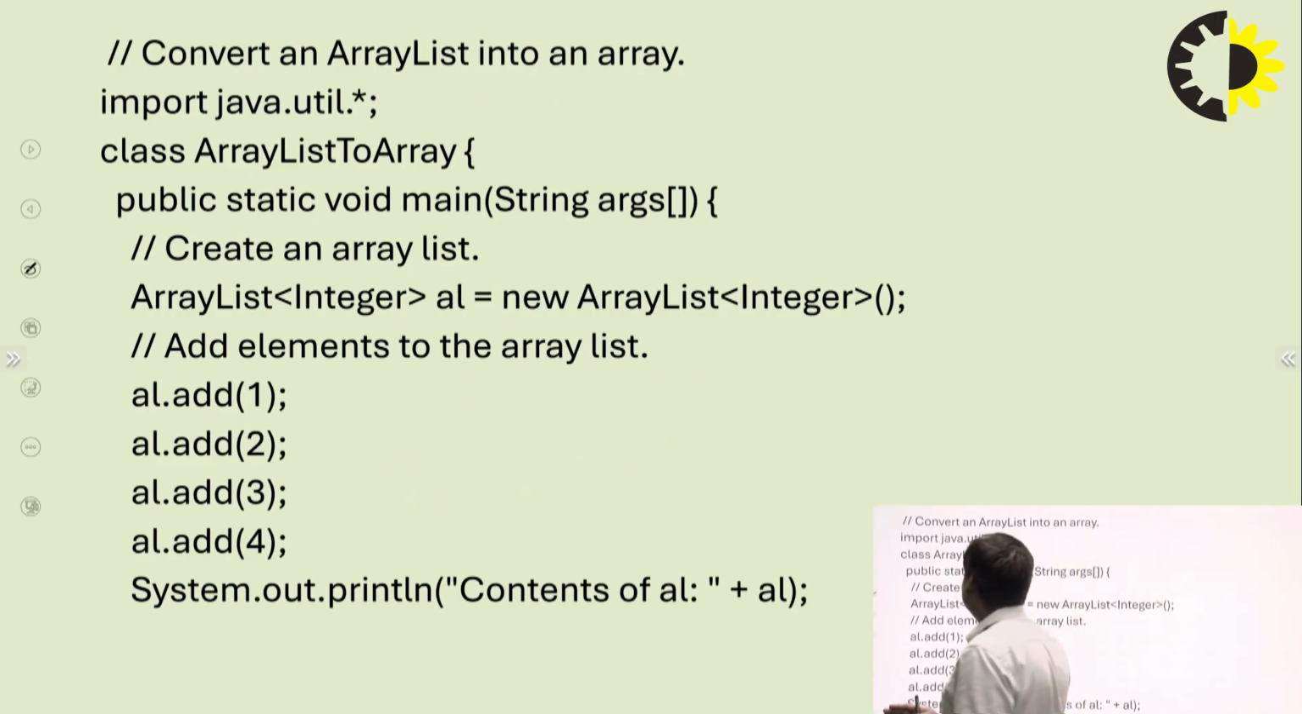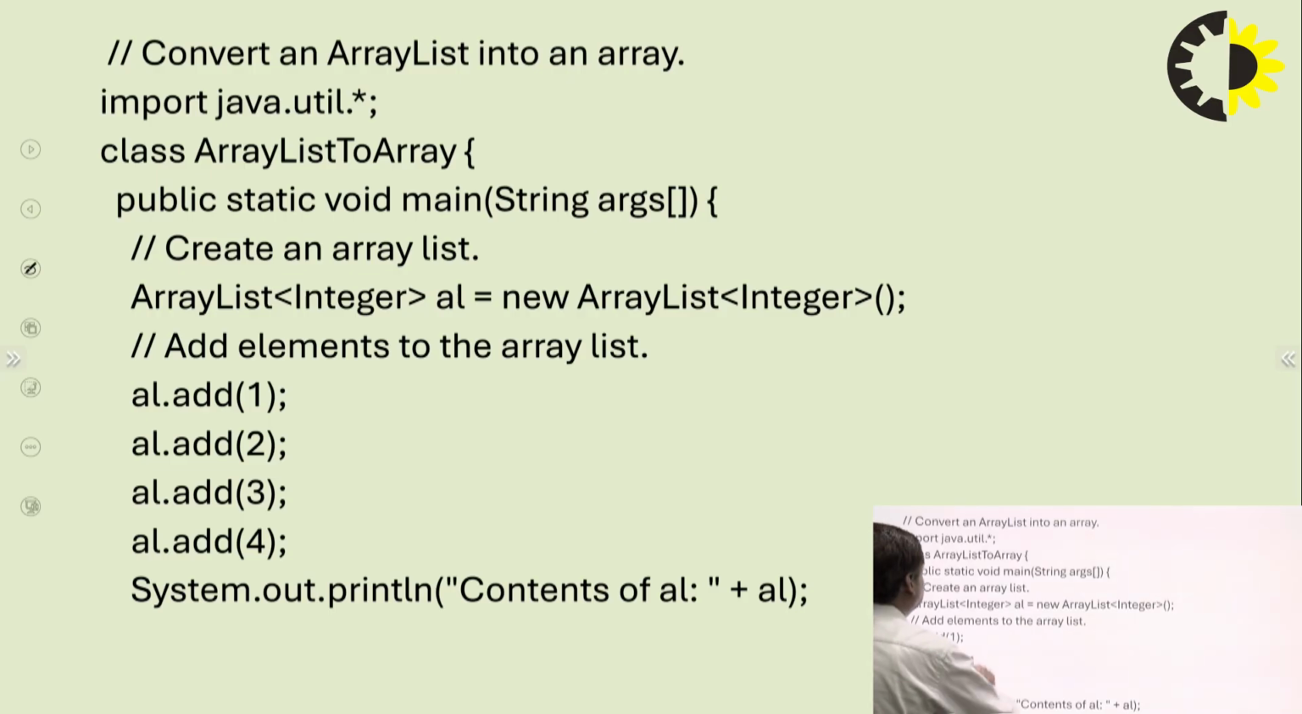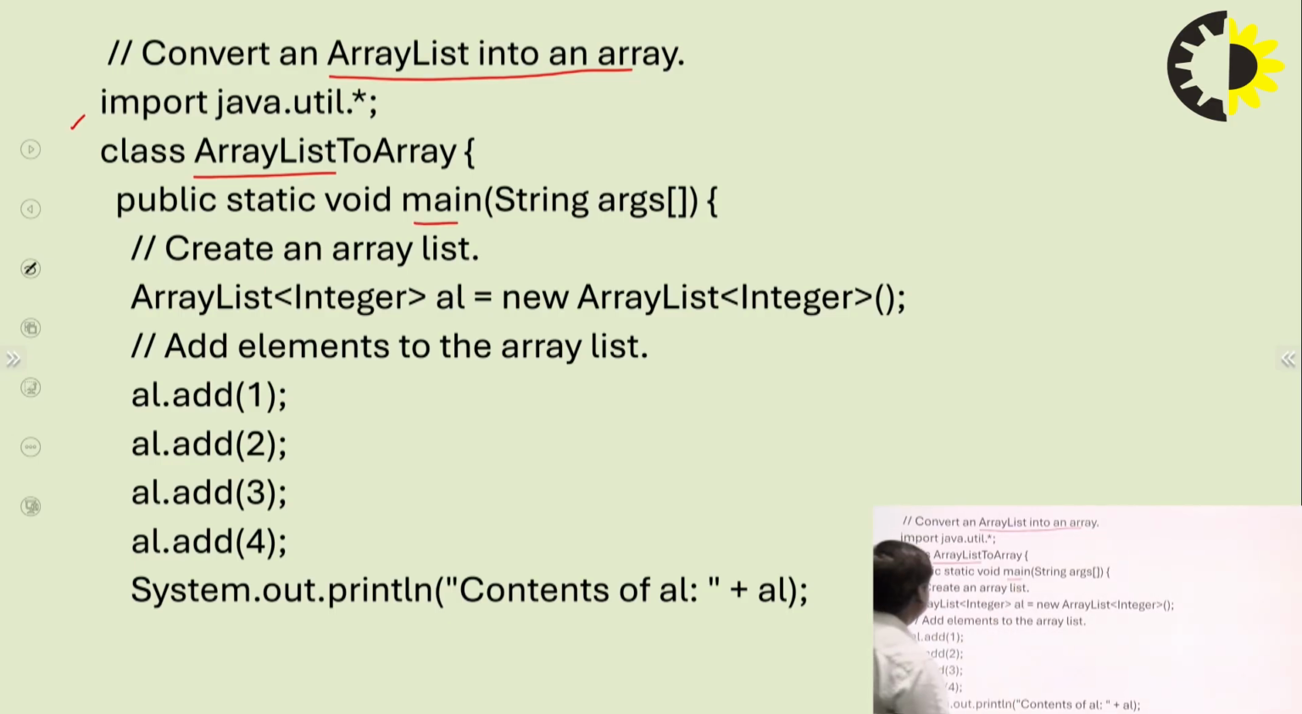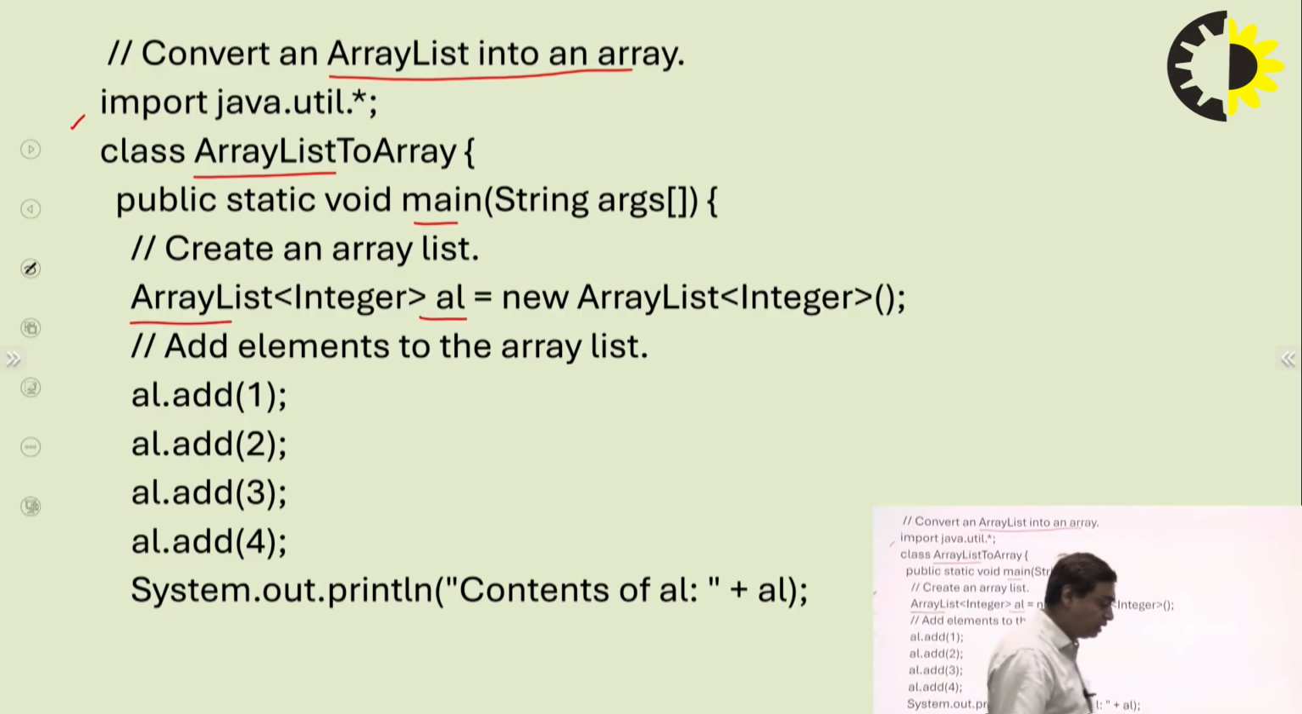Basically in this program we are going to convert an array list into a simple array. So we have imported the package, then we are giving the name of the class, then we have a main method, then we have an array list, and we are using the AL. So basically AL is the collection name here, or you can say it is an object of type array list. So technically we are calling AL a collection of type array list.